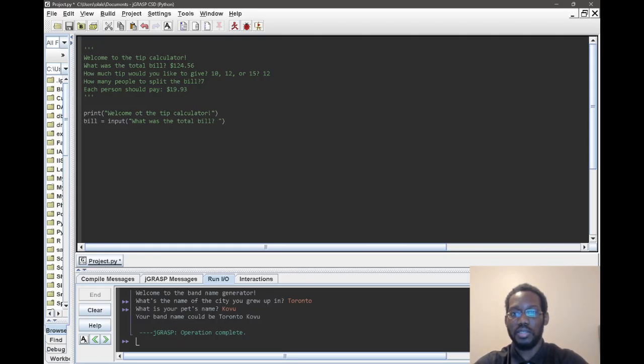Now, being that this bill can have decimals, we would enclose the entire input function in what is known as a float data type that accepts decimal values. So the next one will be tip. Let's call it tip, and that would also be another input statement.